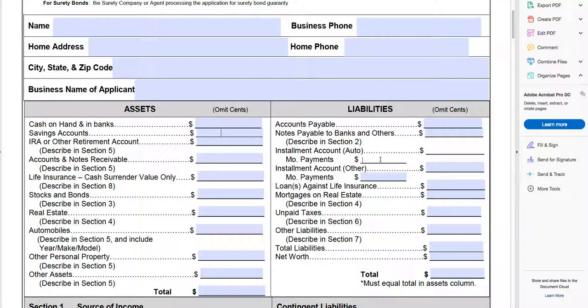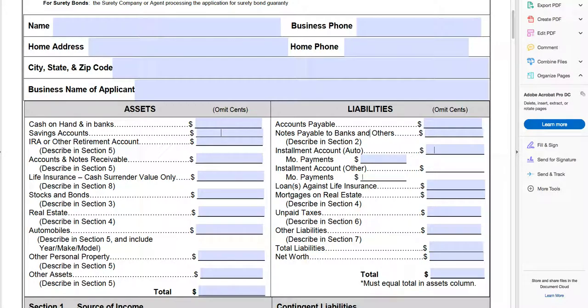The next is the installment account other. These are all of the installment loans, such as student loans and other personal loans. I misspoke where I asked you to add the student loans earlier. The student loans should actually be in the installment account other: the total amount that you owe here and the monthly payment here.